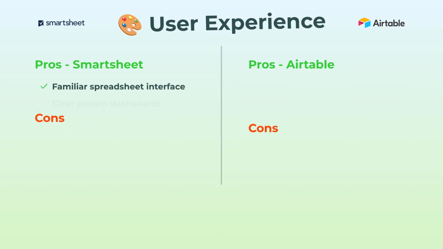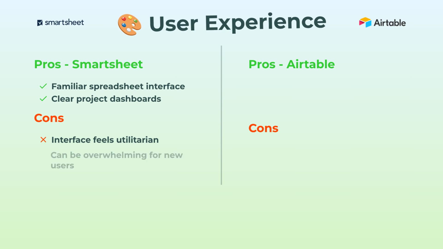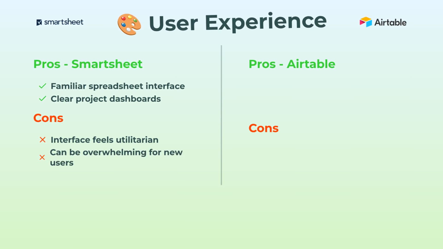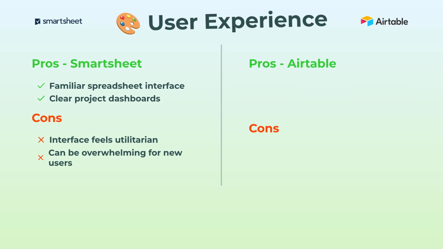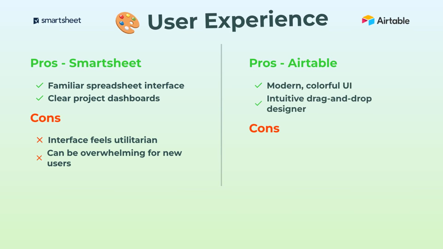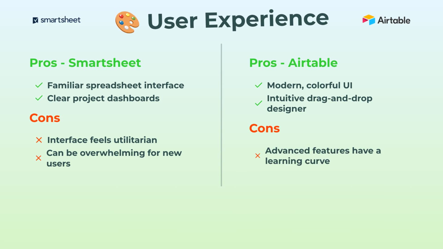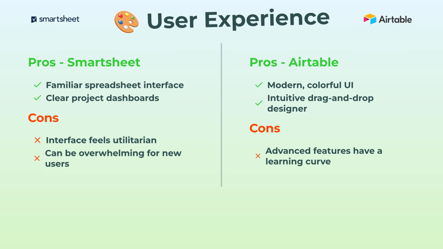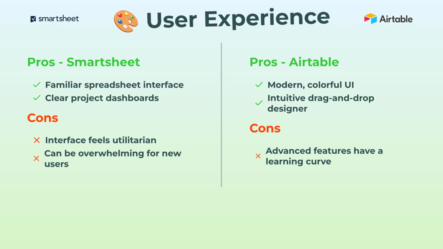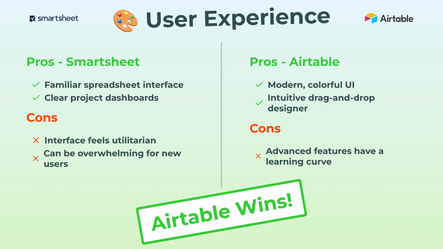On to user experience, and oh boy, this is where the vibes are totally different. Smartsheet feels just like, well, a spreadsheet. Great for folks who love order, but it's not exactly eye candy, and if you're new, it can totally feel overwhelming. Airtable? It's got this ultra-modern, colorful interface. Drag and drop everything. Feels like something you'd actually want to open. Although, advanced stuff gets a bit tricky fast. But on first impressions and just daily usage, yeah, Airtable wins here easily.